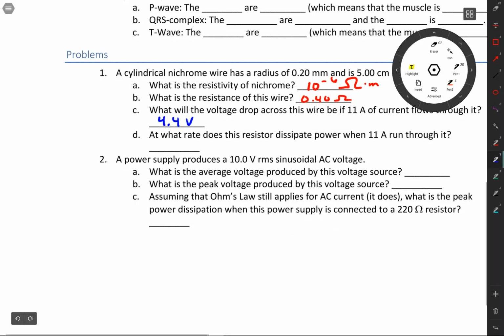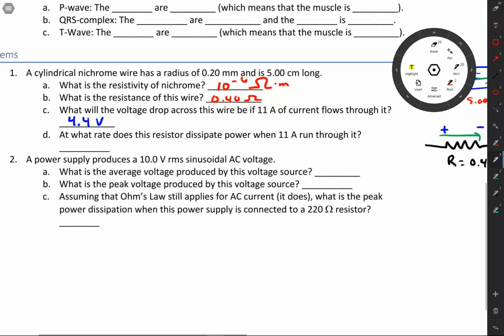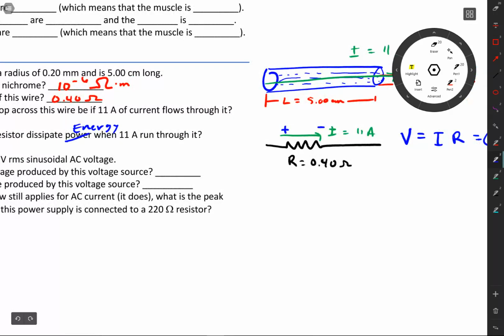And then finally, at what rate does this resistor dissipate power? Remember, power is a rate. I should have said dissipate energy, because I'm asking for the power. And so at what rate does it dissipate energy? What is the power?